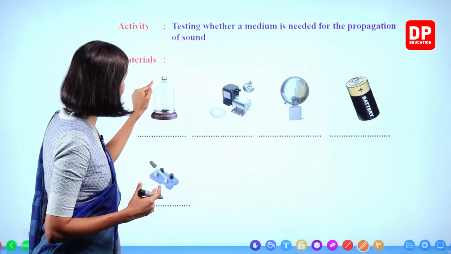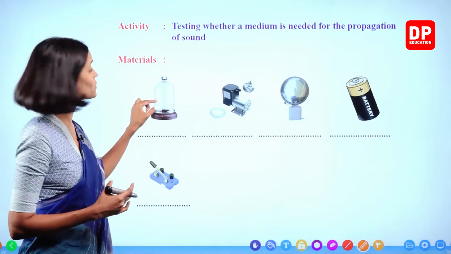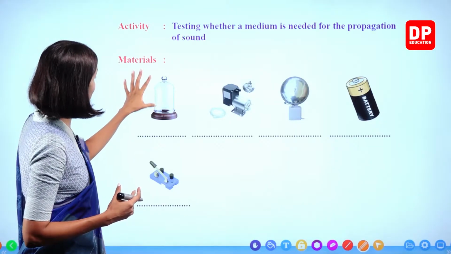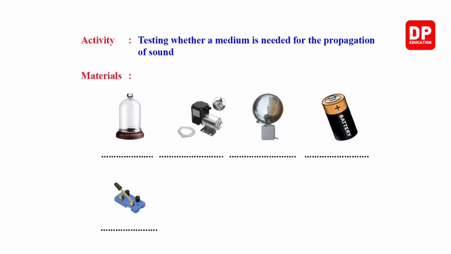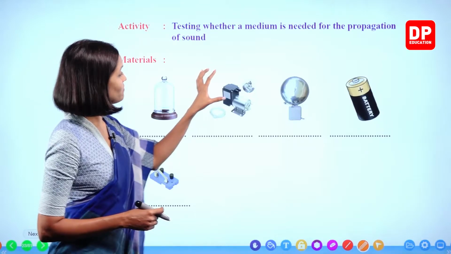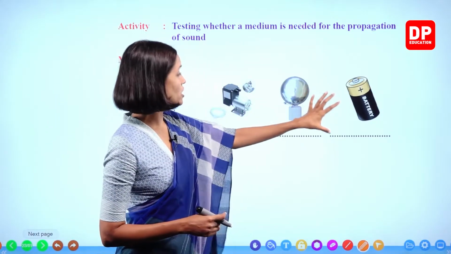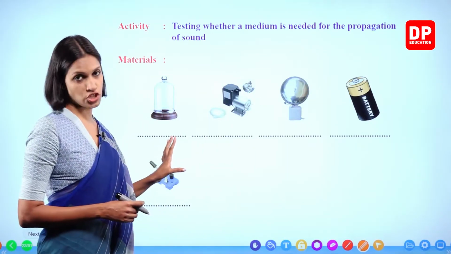We need this glass instrument called the bell jar. Look at the shape of it. It looks like a bell. That is why this is known as a bell jar, right? And we need a small vacuum pump, right? I will explain why. And we need an electric bell, dry cells, and a switch, okay?